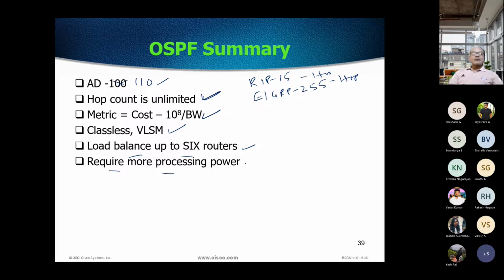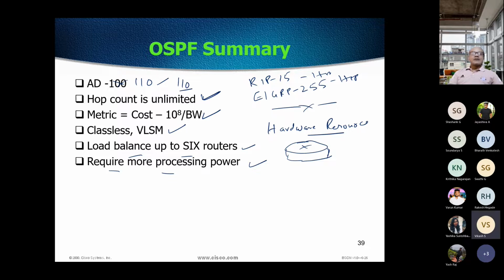It requires more processor and power because OSPF consumes more hardware resources. Means your router should be very high end, because the AD value is 110, right? It's totally depending upon your hardware resource. It consumes more hardware resources, CPU, RAM, everything it will take more.